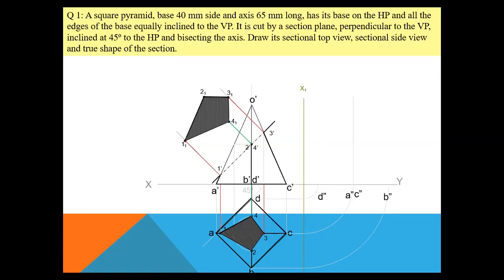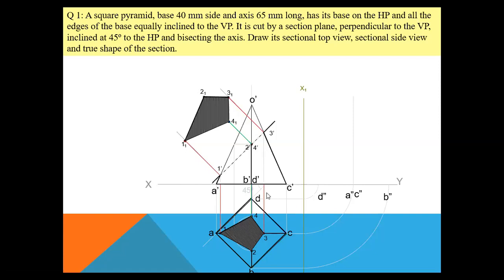Is it clear how we got D double dash, A double dash, C double dash and B double dash? Say yes if it is clear to you. Yes.